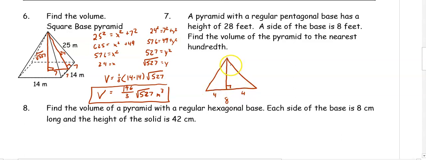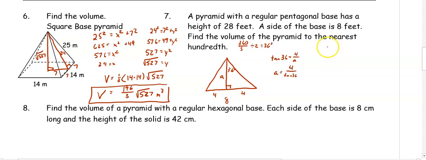This angle at the top is going to be 360 divided by 5 divided by 2, which is 36 degrees. And we're looking for our apothem. So if we do trig, we have the tangent of 36 equals 4 over a. So our apothem is equal to 4 over the tangent of 36.